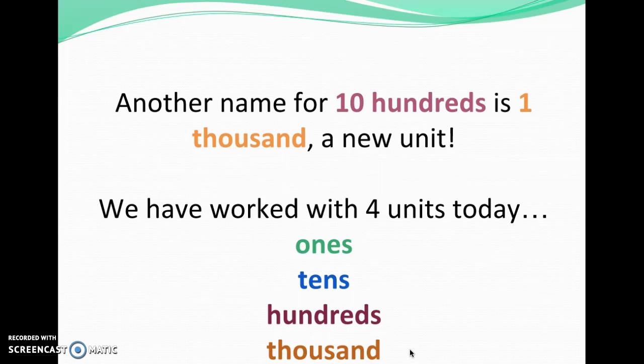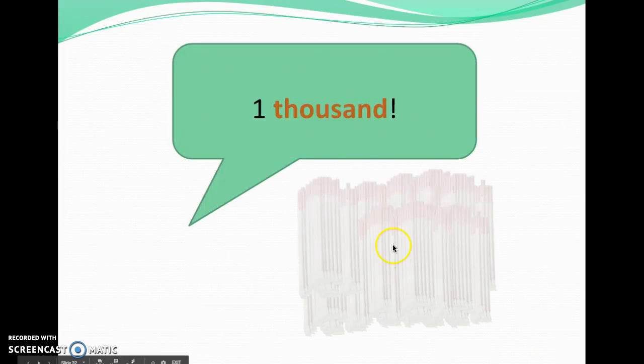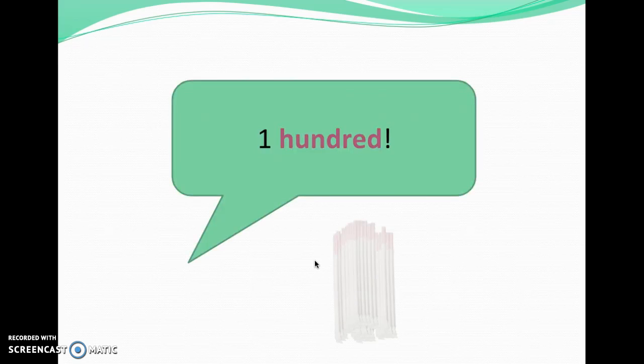Try and remember that. I'm going to ask a couple quick questions about those units. What is the largest unit? So ones, tens, hundreds, or thousands? 1,000. Here's what all those hundreds grouped together to make 1,000. What is the next largest? So we already said thousands was the largest. What is the next largest? Ones, tens, or hundreds? If you said 100, you would be correct. 100 is the next largest unit after 1,000.